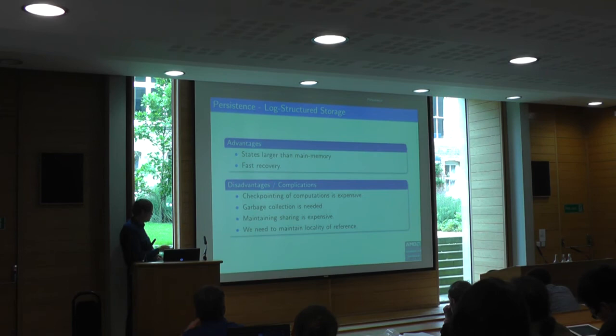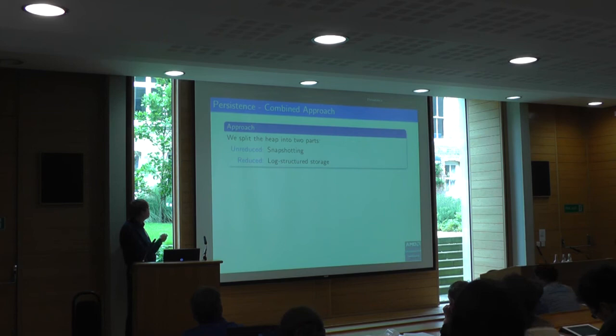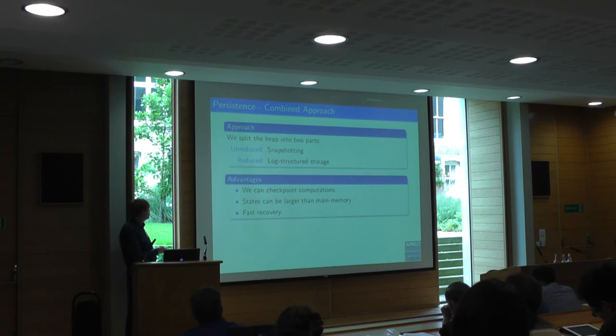We also have a combined approach. What we do is we split the heap into two parts, an unreduced part and a reduced part. For the unreduced part we use snapshotting, for the reduced part the log structure, and then we basically get the advantages of both systems, so we can split on computation, we can have state larger than memory, and we can have fast recovery. The details of that are in the paper. And our result needs to close correction.